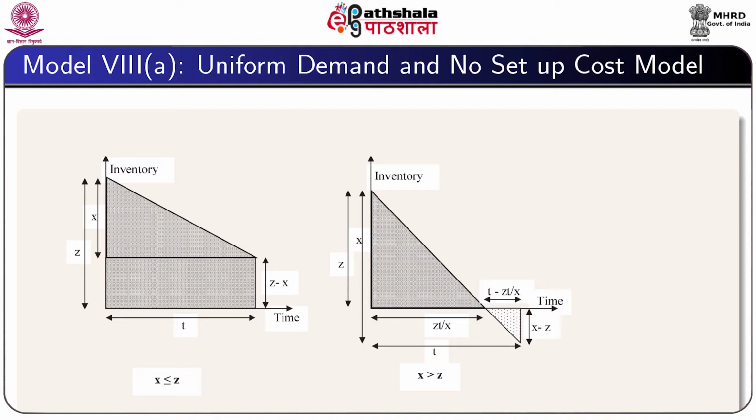When X is greater than Z, the second figure indicates the inventory level variation over time. So, the inventory level decreases and then comes to 0 level after time ZT by X, from where the shortage begins to occur, and the shortage level increases until time period T minus ZT by X, where the shortage level is X minus Z.